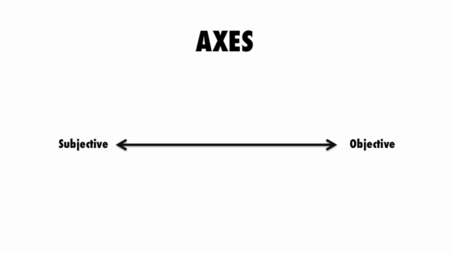The first is the objective and subjective axis. On the objective side, researchers see the world as an objective reality just waiting to be discovered. On the subjective side, researchers see reality as something that is primarily in our heads, in our subjective experience.